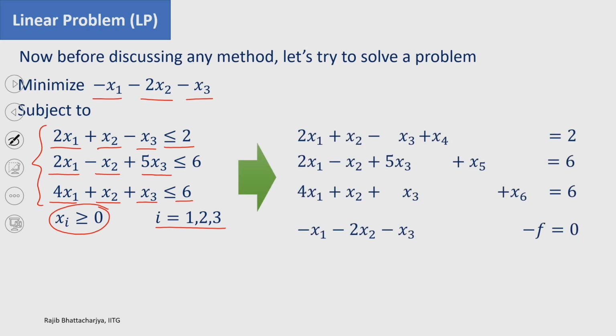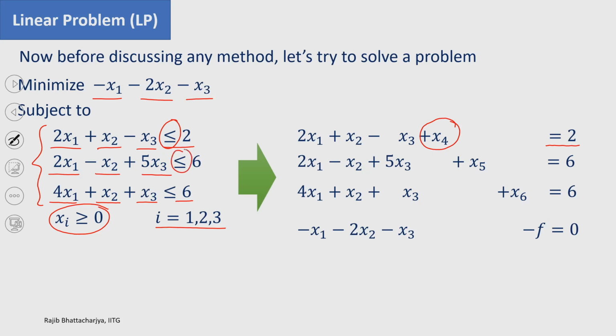What is the first step? I have to convert these inequalities, because they are less than or equal type constraints, to equality type constraints. How will we do that? In the first equation I add a slack variable, and by adding it I make it equal. Now the equation is twice x 1 plus x 2 minus x 3 plus x 4, the slack variable I am adding, equal to 2.